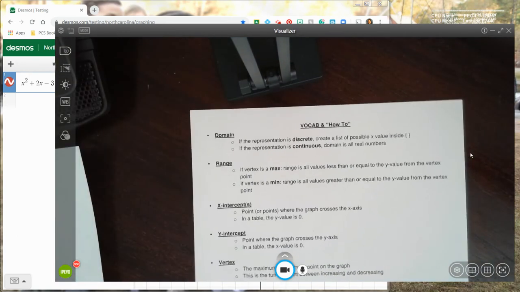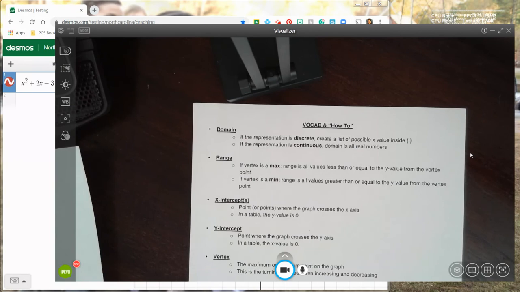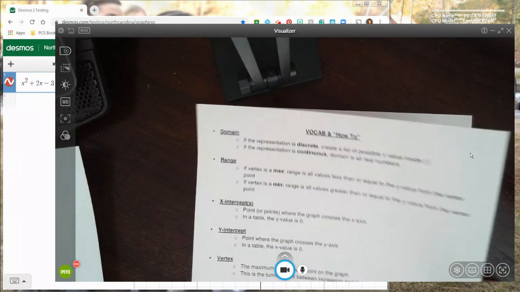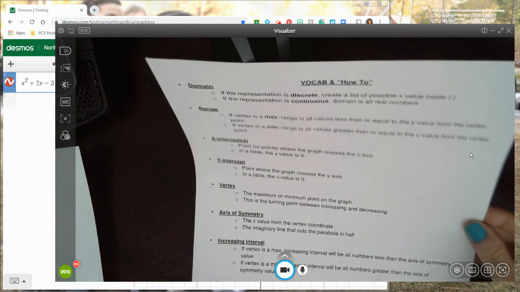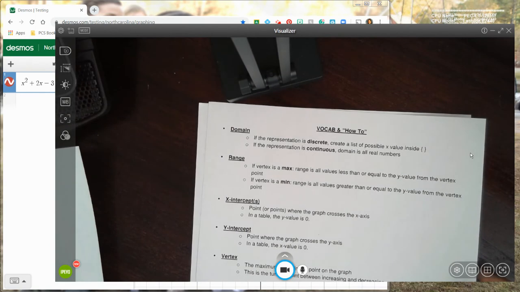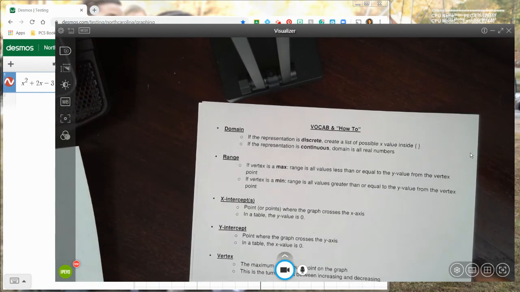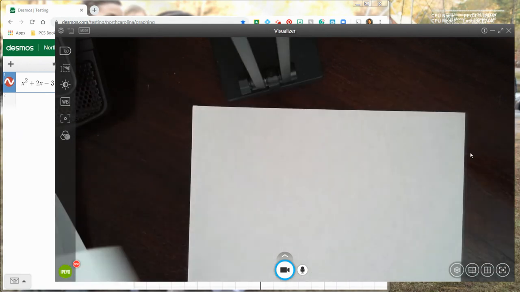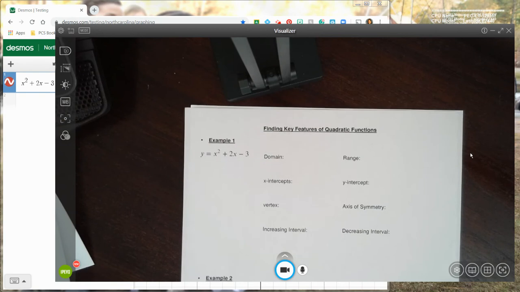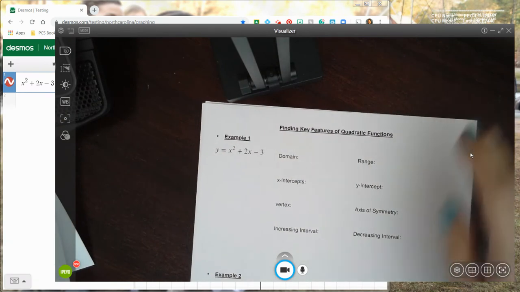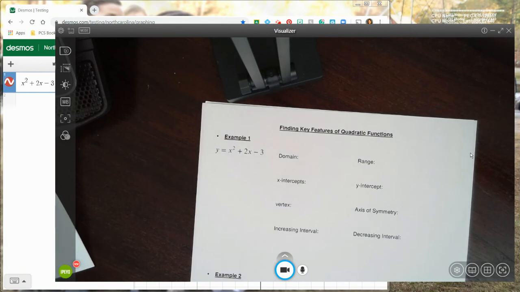So what we're going to talk about is all of these vocabulary terms. And you'll notice I already printed or typed all this out for you, so you don't have to worry about copying this over into your notebook. This is all of the vocabulary we're going to talk about during these two examples, and also how we would find these key features.